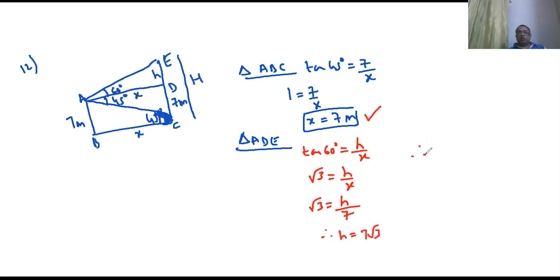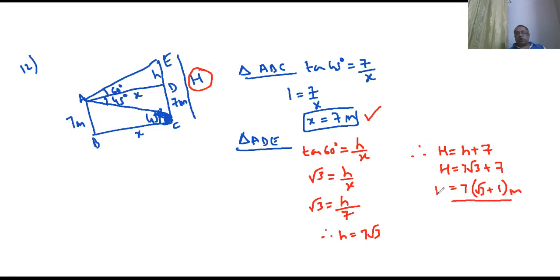Now, what is the height of the tower? The height of the tower is capital H. And if you observe from the figure, the value of capital H is small h plus 7. So capital H will be 7 root 3 plus 7. 7 we can take common. So height of the tower therefore will be 7 into root 3 plus 1. Right? So that's going to be the solution for question number 12, that the height of the tower is 7 bracket root 3 plus 1.